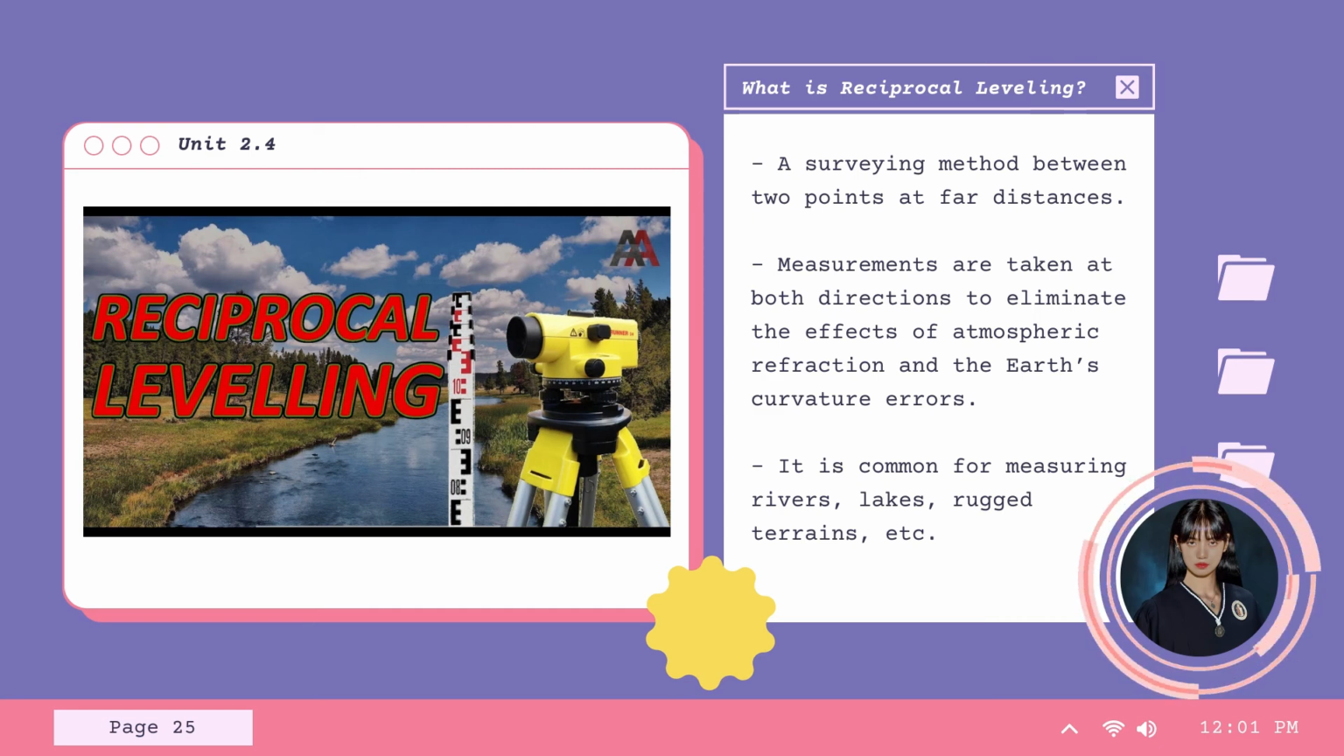So to start, reciprocal leveling is a surveying method between 2 points at far distances where height measurements are taken at both directions to eliminate the effects of possible atmospheric refraction and the Earth's curvature errors. At far distances, the Earth's curvature and atmospheric refraction can cause significant leveling calculation errors more so than at short distances. Reciprocal leveling is common for measuring the distances between 2 points in rivers, lakes, and rugged terrains.